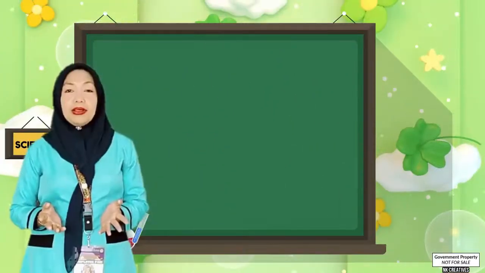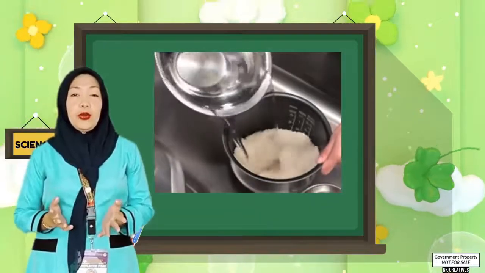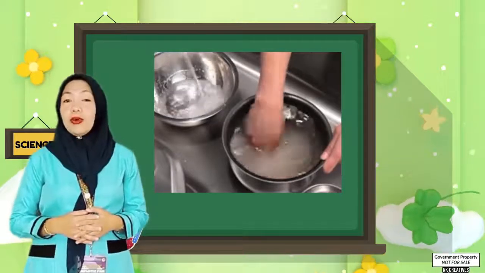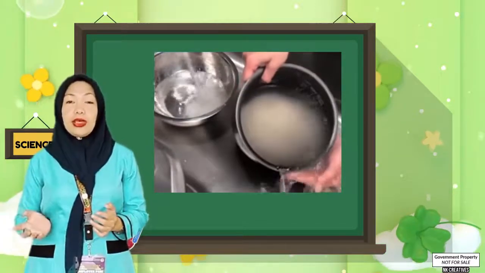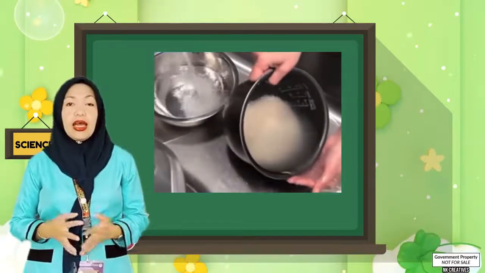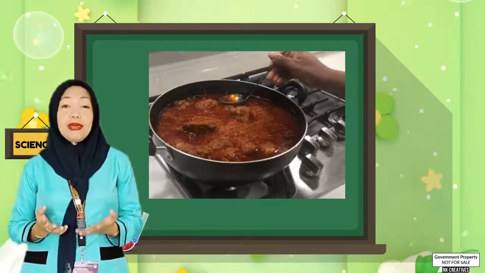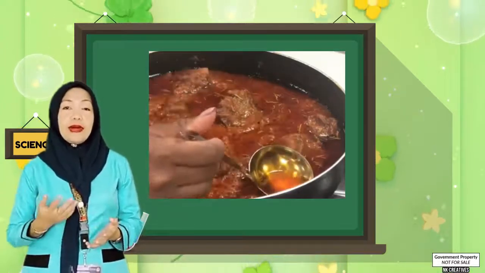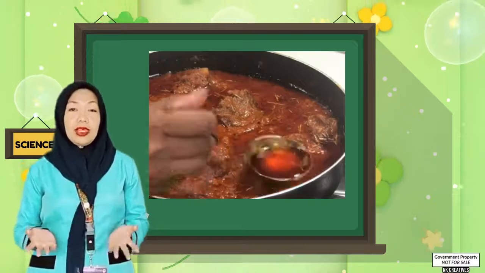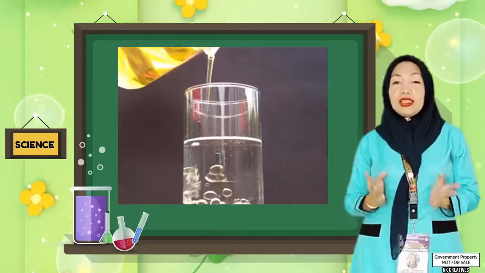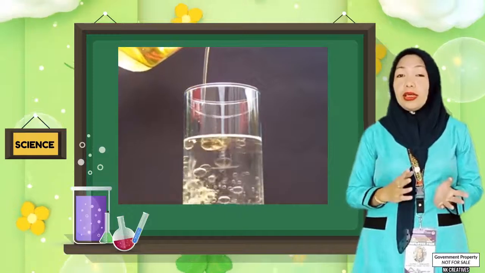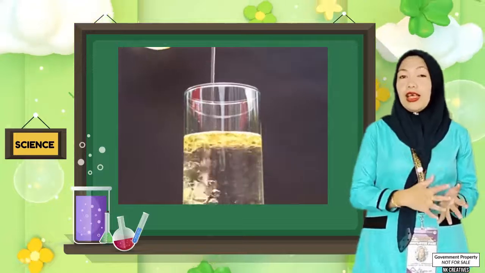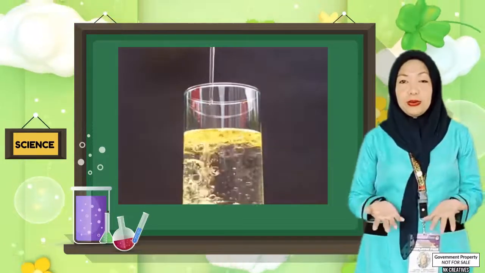So for example, when cooking rice, before it is cooked, we wash the rice grains first. Then we pour out the liquid, leaving the rice grains in the cooking pot. So that's an example of decantation. Another example is when we cook meat. When it boils, the fats rise to the surface and we scoop out the fats, leaving the meat in the cooking pot. Another example of decantation is separating oil from water. This can be done by slowly pouring out the oil or scooping out the oil from water.